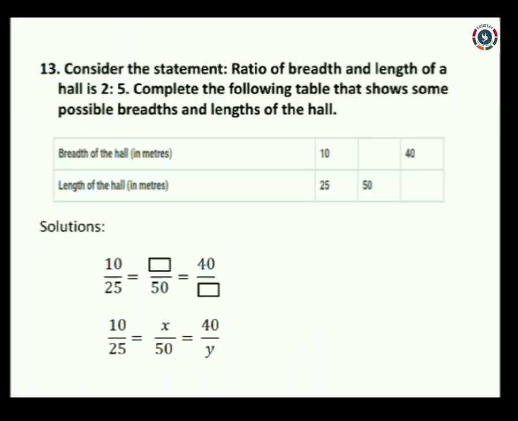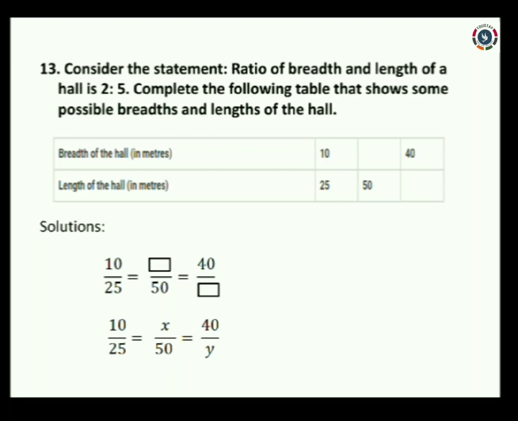Next one, in exercise 12.1, 13th question. Consider the statement: the ratio of breadth and length of a hall is 2:5. Complete the following table that shows some possible breadth and length of the hall. You have to find the missing values. 10 by 25. Next, you have to find the numerator. Then 20 by 50, which is equal to 40 by, you have to find the denominator.